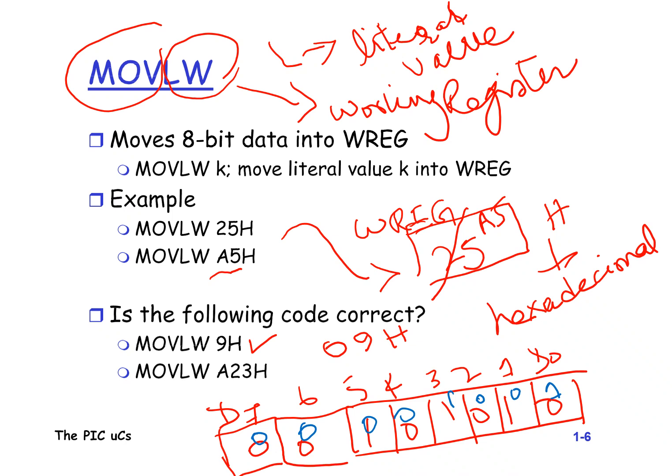With respect to appearance, this seems to be a valid command because the syntax is valid. The move LW is followed by a literal value, but the thing is, since these are hexadecimal values, and in hexadecimal format each number is represented by 4 bits. So in this case, the first 4 bits will be occupied by 3, next 4 bits will be occupied by the number 2, and there is no space to store A.